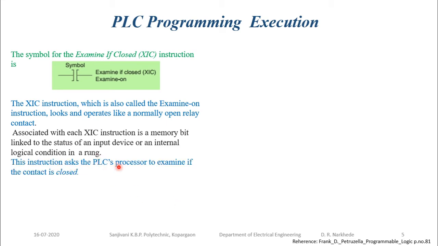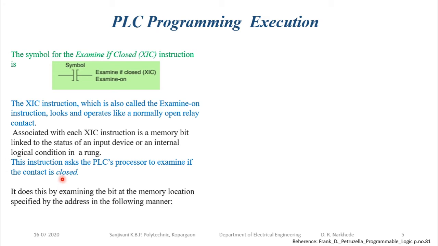The instruction asks the PLC processor to examine if the contact is closed. This instruction asks the processor of your PLC whether the contact is closed or not, and its value is updated when the contact is closed. Its value becomes 1 when the contact is closed. It does this by examining a bit at the memory location specified by the address in the following manner.